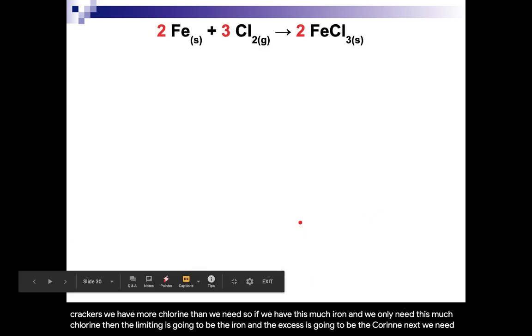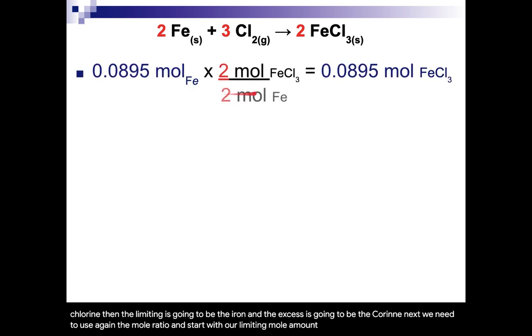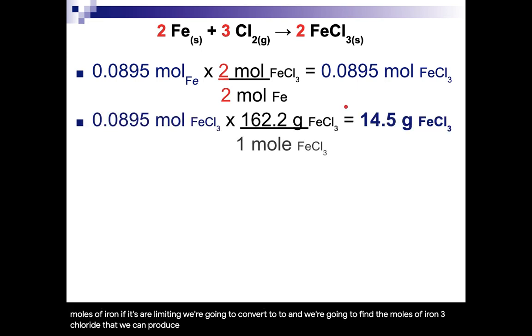Next, we need to use again the mole ratio and start with our limiting mole amount and convert it to the product. So for moles of iron, if it's our limiting, we're going to convert 2 to 2, and we're going to find the moles of iron 3 chloride that we can produce. We then take that mole amount and convert it to mass using the molar mass from the periodic table added up for iron 3 chloride.